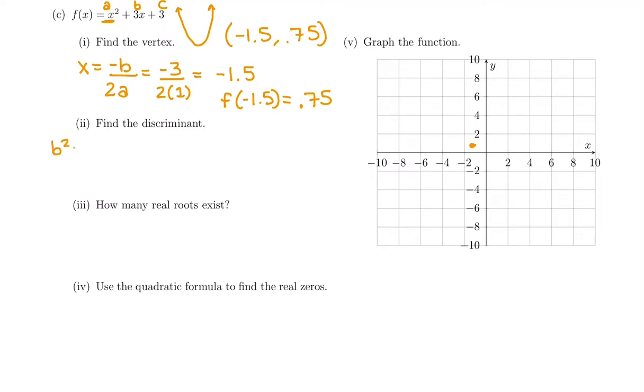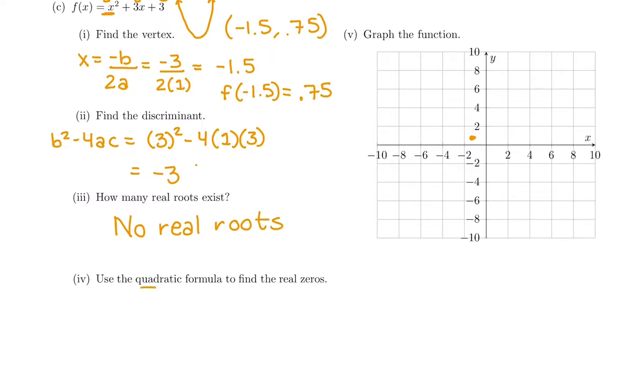So the discriminant is b squared minus 4ac. If we have a positive discriminant, there are 2 roots. There are 2 x-intercepts. If we have a 0 discriminant, there is 1 real root or 1 x-intercept. If we have a negative discriminant, then we have no real roots or no x-intercepts. So I'm going to have b squared, which is 3 squared, minus 4ac, which is 1 times 3. So I'm going to have 9 minus 12, which is negative 3. And a negative discriminant means there are no real roots. There are no x-intercepts.